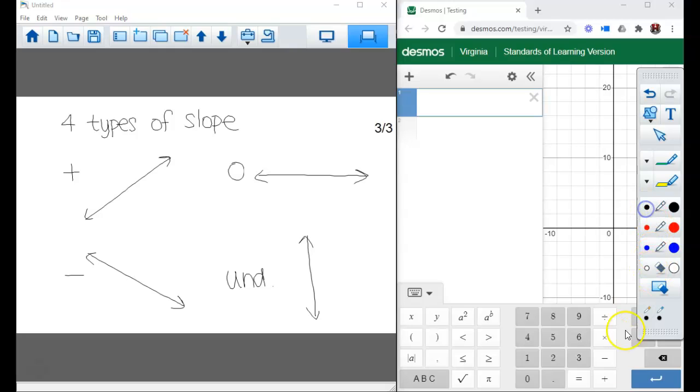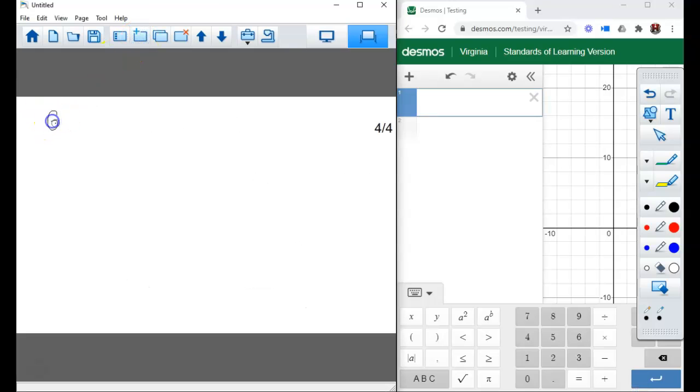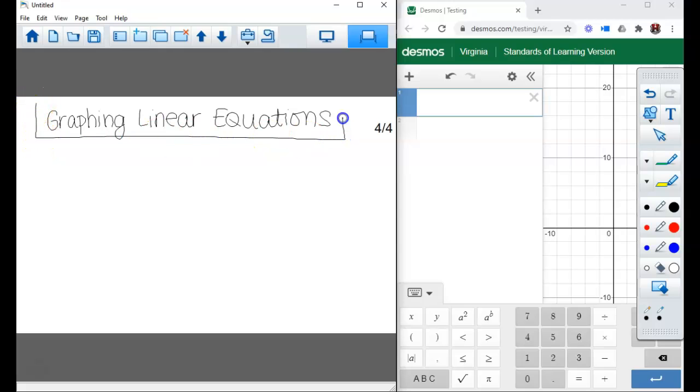So that's what we've been working with for the last few days. Now, what we're going to do next is talk about graphing linear equations. So graphing linear equations is up next for us. And you'll notice that I already have my Desmos calculator pulled up, so we're going to be using that Desmos calculator to help us with this graphing.